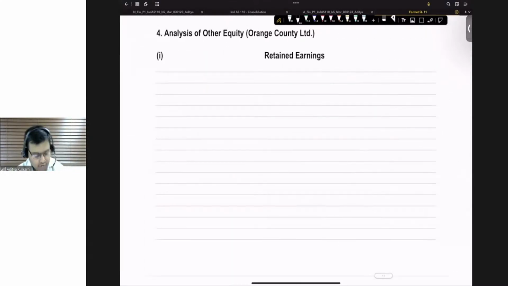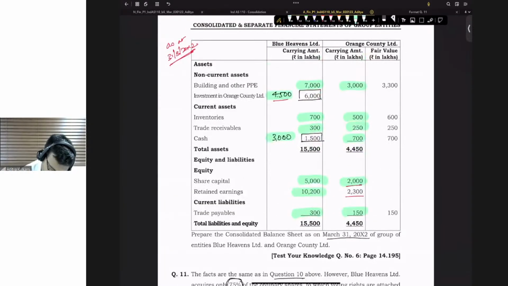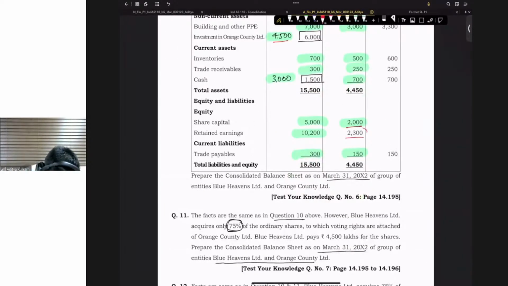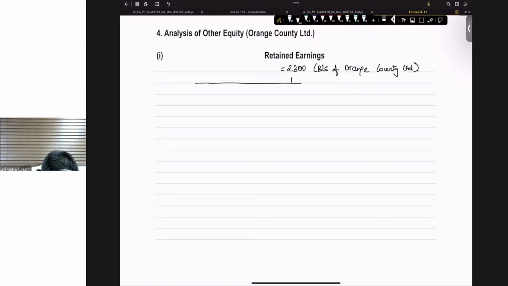Okay. And analysis of retained earnings. So let us start analysis of retained earnings, because that is the only item left from the two balance sheets which we have not considered. So we take up this 2300. Coming to retained earnings, this is 2300. Balance sheet of Orange County Limited. So ideally, this should be split between pre-acquisition and post-acquisition.